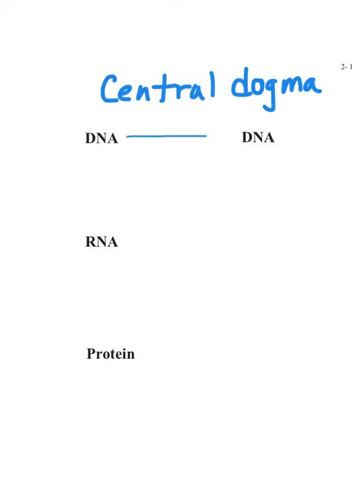So DNA, of course, is what encodes genes, and if that information is copied from one generation to the other, we have to copy that DNA very faithfully. We call that process replication.